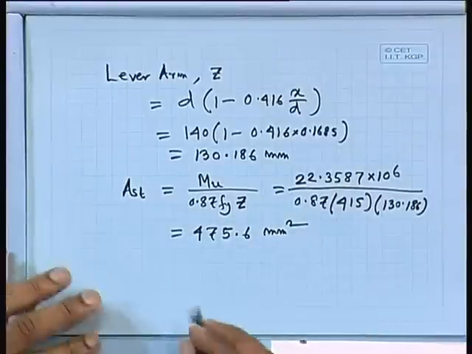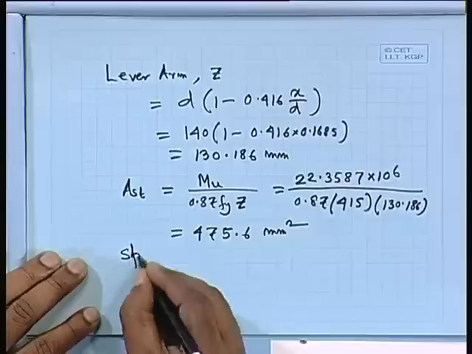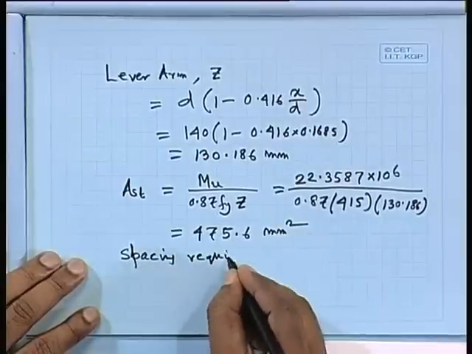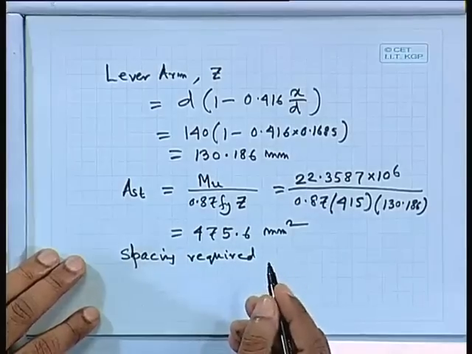What about the spacing? Spacing required, because here we do not provide the number of bars. Here we provide how many bars, at what spacing, you will provide the reinforcement. Unlike a beam, where we provide the number of bars, 3 bars, 4 bars like that, here we provide 10 millimeter bars at a certain spacing, the way we have provided stirrups.